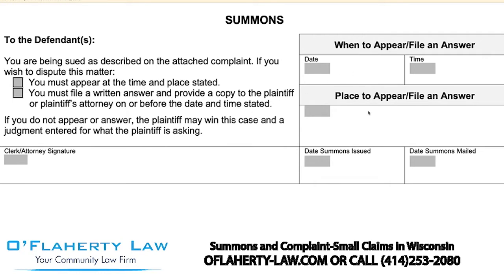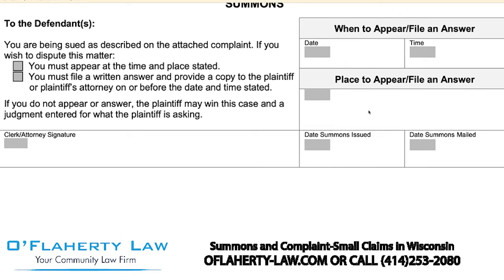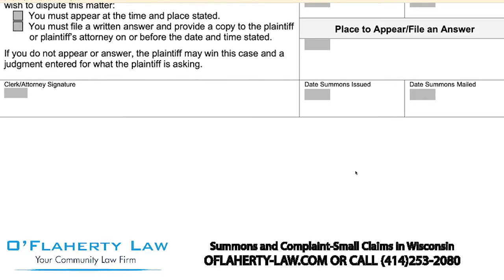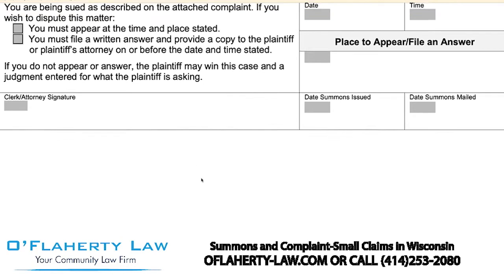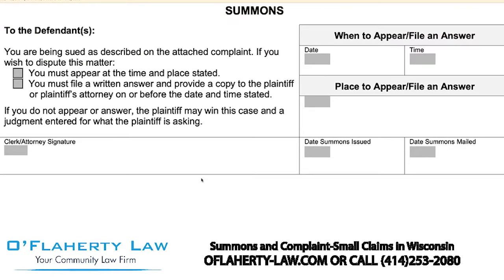So the clerk should give you a hearing date when you file your summons and complaint, and they should provide you with the information to give to defendants on where to appear and where to file an answer. The clerk would have to sign off on this, the date the summons is issued, the date the summons is mailed. It's really important that you do proper service. If service isn't proper and you get a default judgment, it can be one of the reasons why that default judgment would be thrown out.